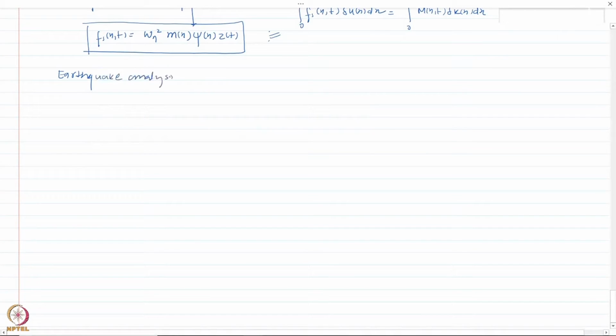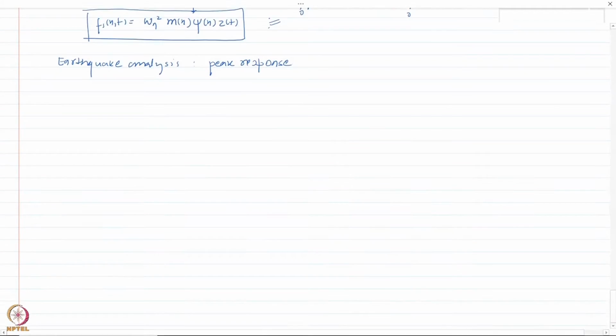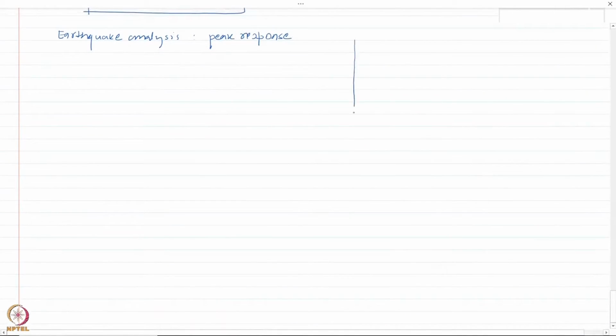Okay, so for earthquake analysis, usually peak response is one of the most important parameters. So we consider mostly peak response, and we know that peak response of any single degree of freedom system can be obtained using response spectra, or design spectra, depending upon what you have been provided or given.